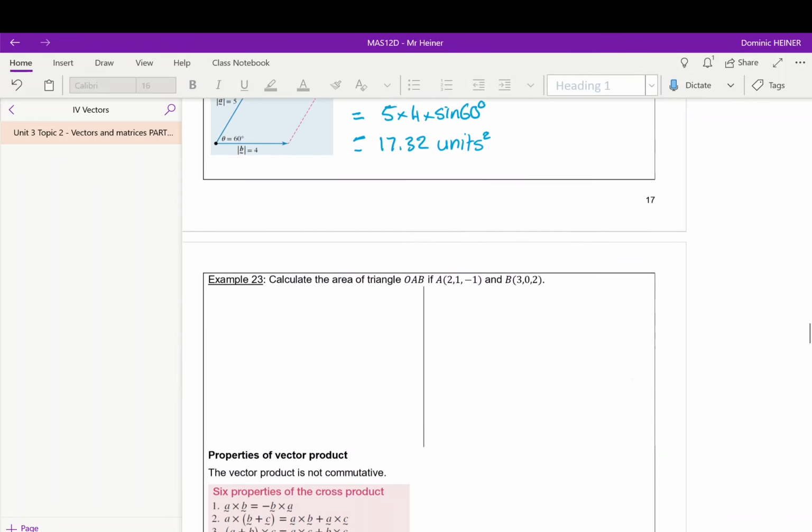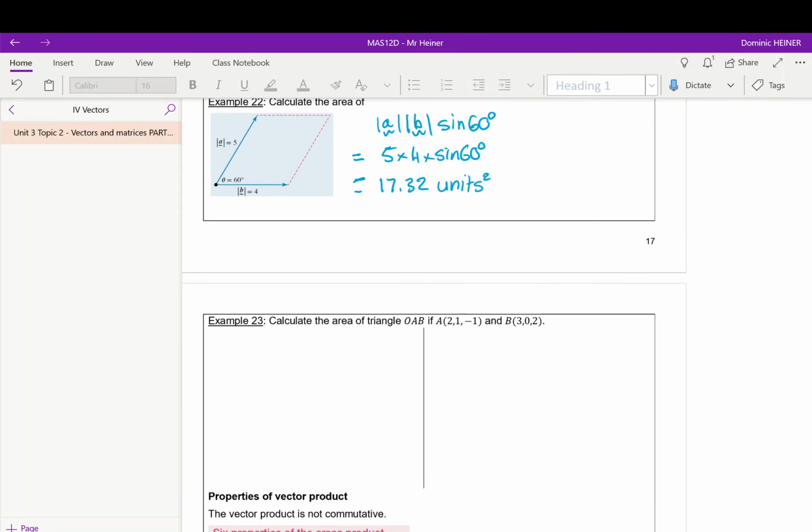Okay. A similar process for calculating the area of the triangle OAB. If A is (2, 1, -1) and B is (3, 0, 2). So we're starting from the origin, going to those two points A and B. Our area is going to be half times the magnitude of A times the magnitude of B times sine of theta, where theta is the angle between them.